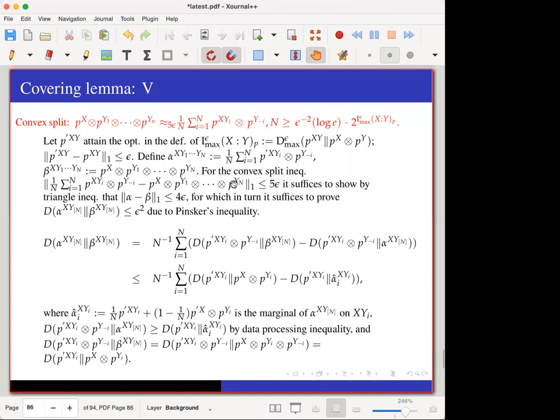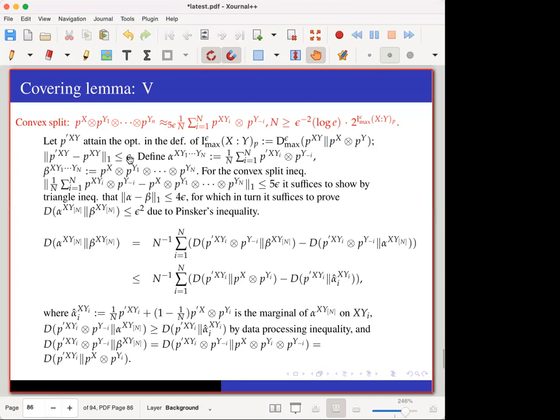Now, we want to prove the convex split inequality. We want to say that the L1 distance between these two is less than 5 epsilon. So I can use the triangle inequality. And in the first term here, I can replace the joint distribution PXY by the joint distribution P prime XY. If I do that, I get alpha. And the second one here is beta. So suppose I can prove that this L1 distance is less than 4 epsilon.